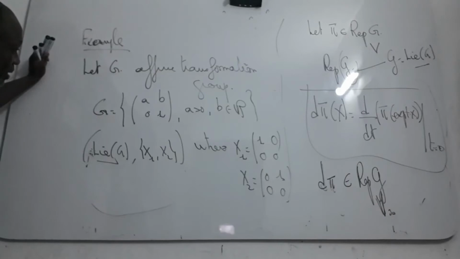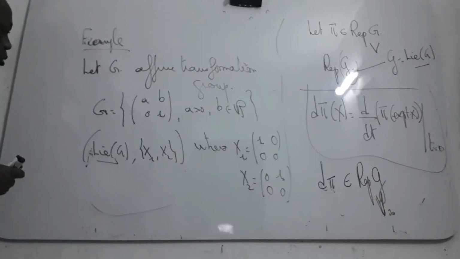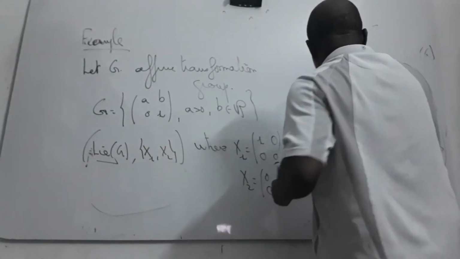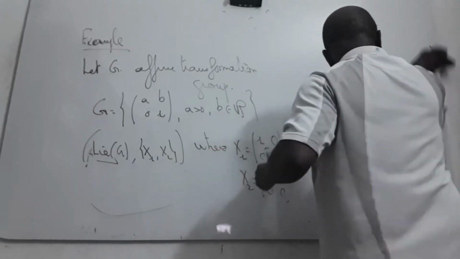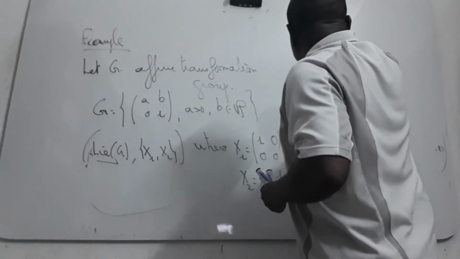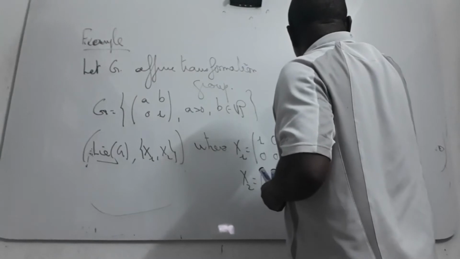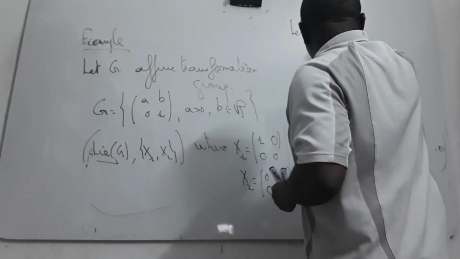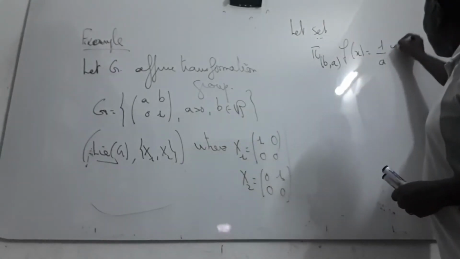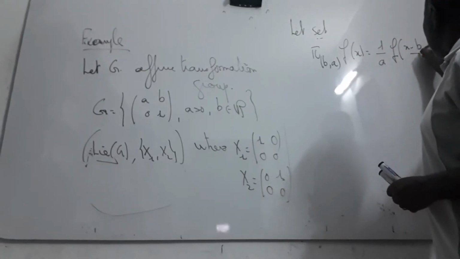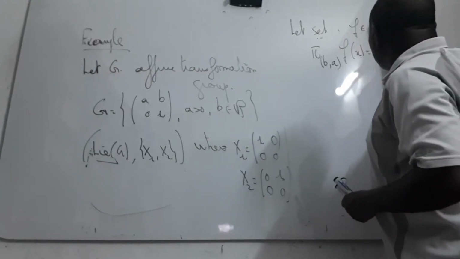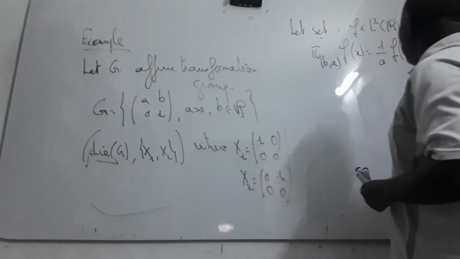Okay, so when you have to compute a representation of this group, let's set pi of (B, A) applied to f of x like this: one over square root of A times f of (x minus B) over A. I think f here is a square integrable function on R.